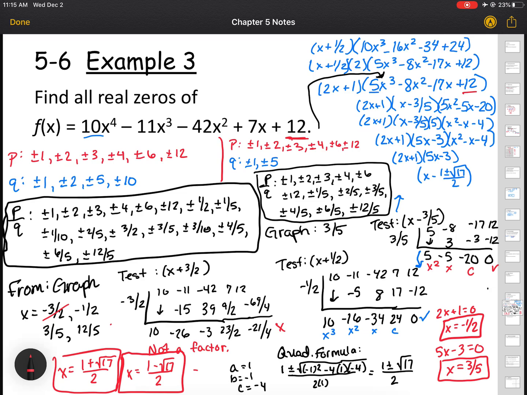So there's 4 actual zeros coming from this polynomial that we just found using the rational zero theorem, synthetic polynomial division, and factoring there.